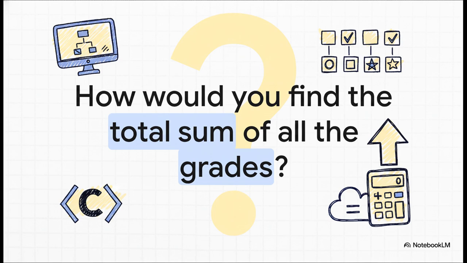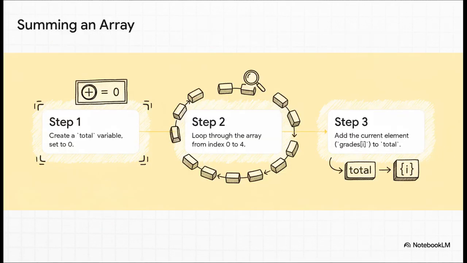Okay, let's take it a step further. This amazing combo isn't just for printing. Using that same idea, how would you calculate the total sum of all the grades in that array? The logic here is actually pretty simple. You start with a variable for your total, and you set it to 0. Then, you loop through the array, just like we did before. But this time, inside the loop, you take the value of the current element. That's grades[i]. And you just add it to your running total. When the loop is all done, your total variable will hold the sum of everything.